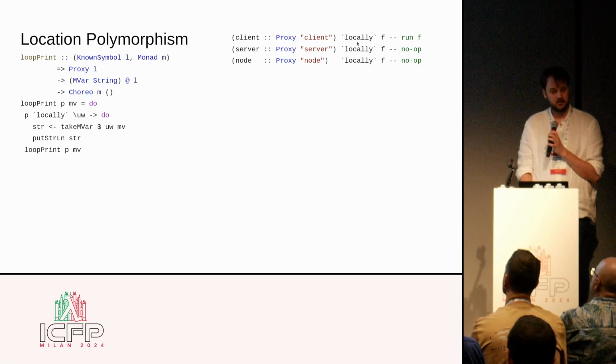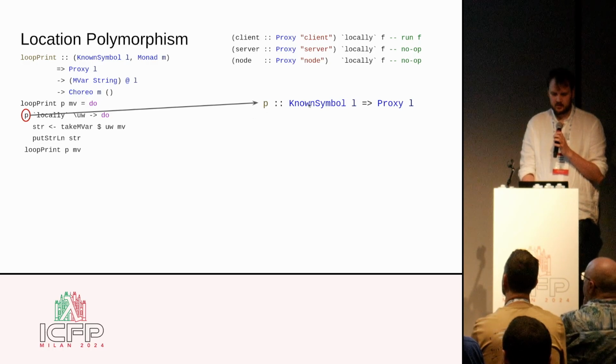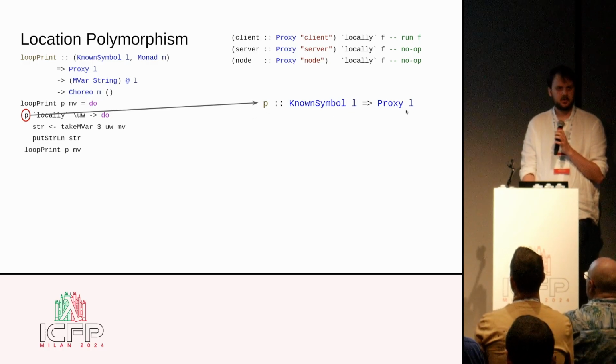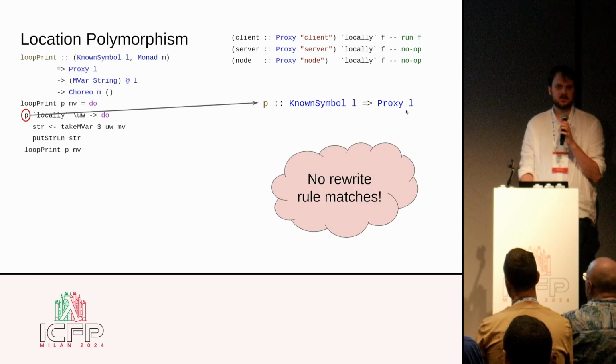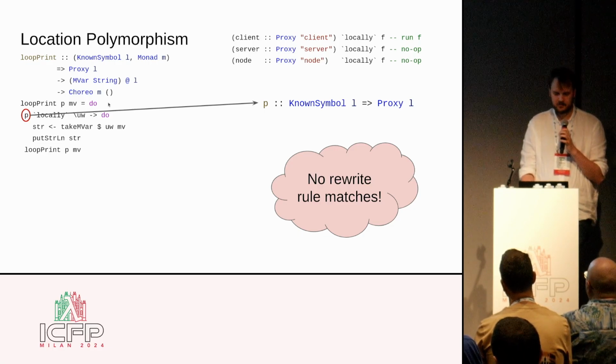I'm just listing our rules here in a shorthand format. So we have rules for locally. We know what to do if we have the client or server node. But if we look at P here, the type of this is KnownSymbol L to Proxy L. So there's no rule that matches this, so this function we can't actually partition. That's a bit problematic.